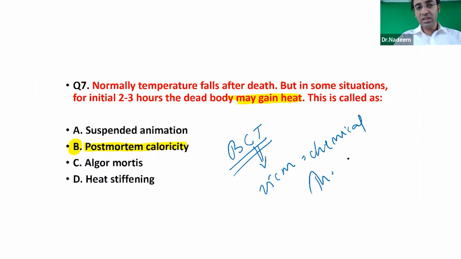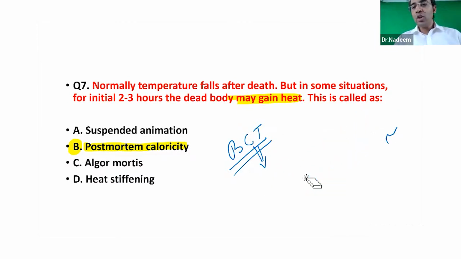Chemical thermometer. Okay? Fine. Now the question is, where will you insert this apparatus to measure the temperature? Most commonly the rectum. But if the person is a habitual sodomy case, then not the rectum.